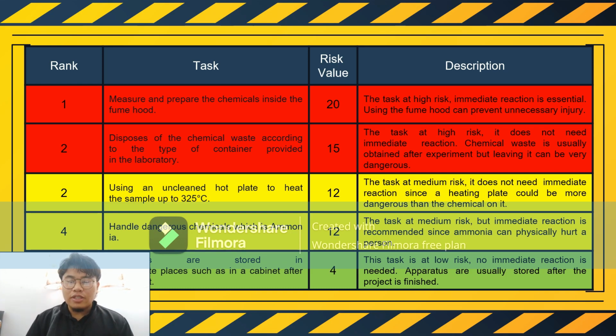After that, using an unclean hot plate has a medium risk and it can cause a direct injury. Next work activity is handling a dangerous chemical, which is ammonia. It has a medium risk, but immediate action is recommended. Last but not least, the one with the lowest risk is the storage of apparatus. It has the lowest risk because apparatus are usually stored after the project is finished.